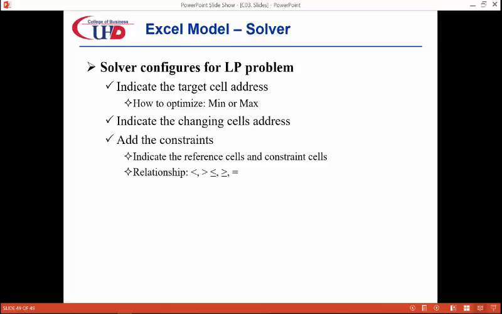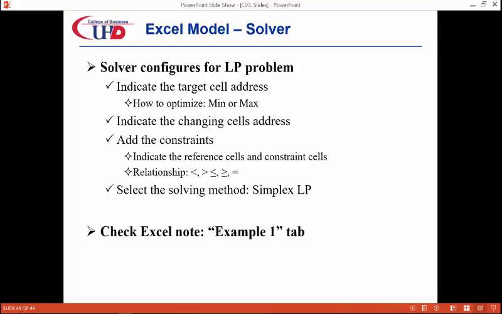Then you need to add the constraints by indicating the reference cells and the constraint cells, as well as how reference cells should be compared to the constraint cells, smaller or larger or equal, etc. More importantly, you need to tell Excel this is a linear programming model, so the solving method must be simplex LP.